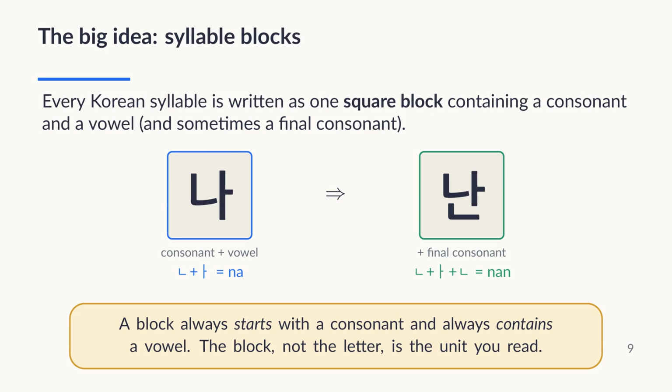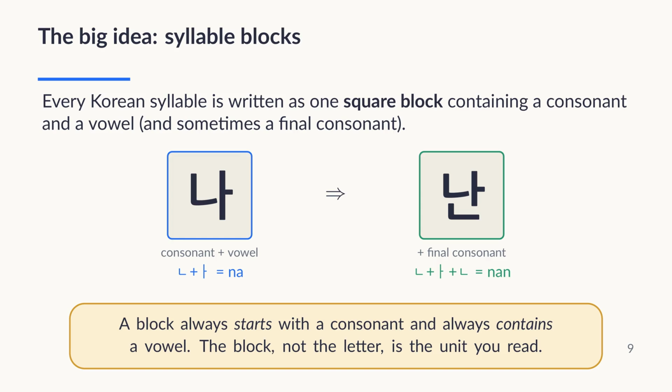Here is the single biggest idea in Korean writing, so let us take it slowly. Every Korean syllable is written as one square block, and inside that block you stack the letters. The simplest block is a consonant plus a vowel. On the left you see the block na. It is made of the consonant N and the vowel A, written not side by side like English letters, but fitted together into a tidy square.